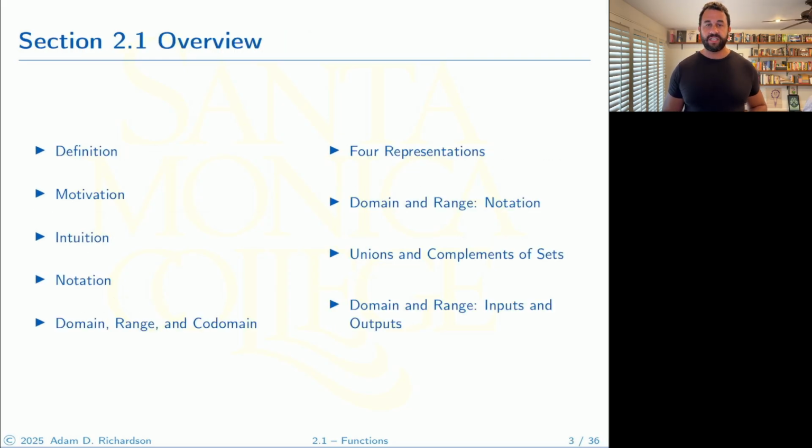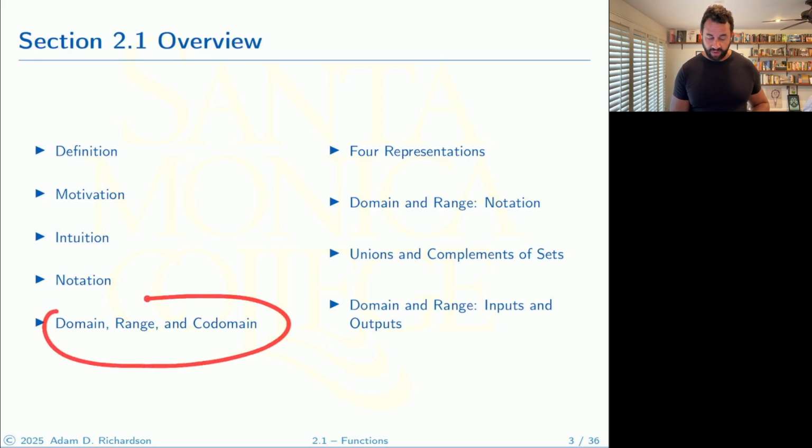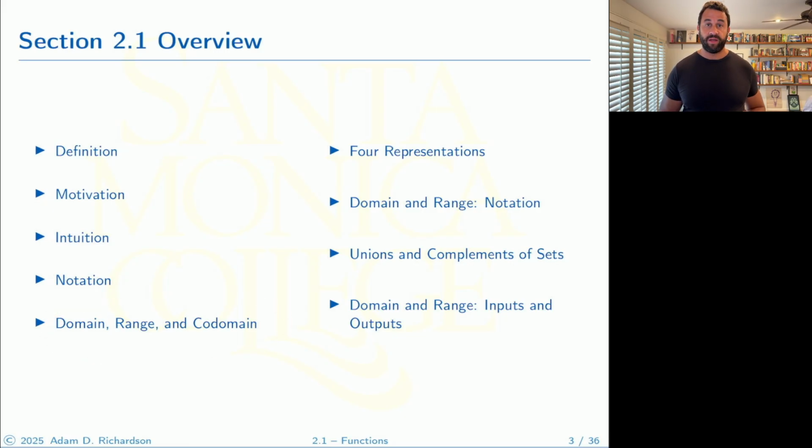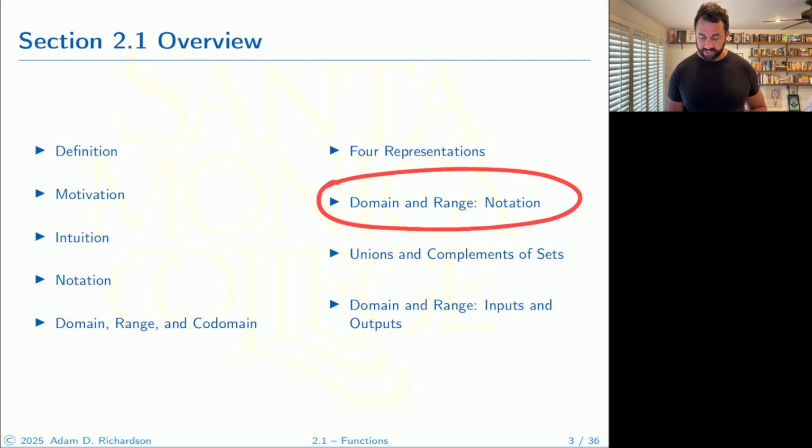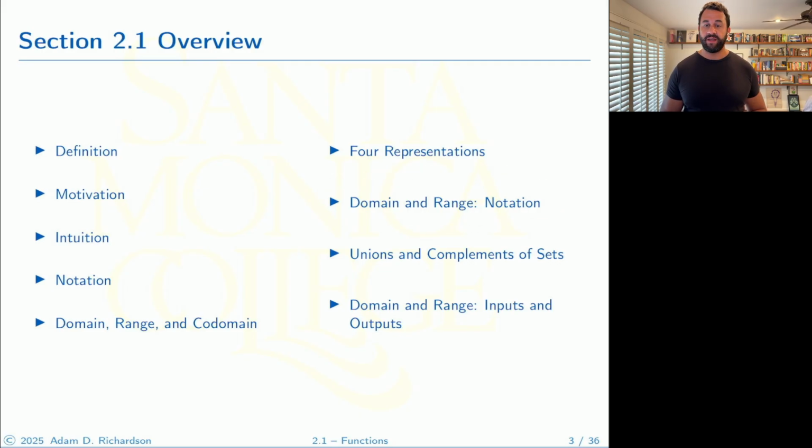So, as far as section 2.1, what we're going to do today, we're going to go over the definition of a function, get some motivation for why we care about these things. We're going to build some intuition for functions. We're going to talk about function notation, which is critical to get comfortable with. So we'll spend some time on that. We're going to talk about the domain, range, and codomain of a function. We'll go over the four representations of a function. We're going to go over some notation for domain and range.